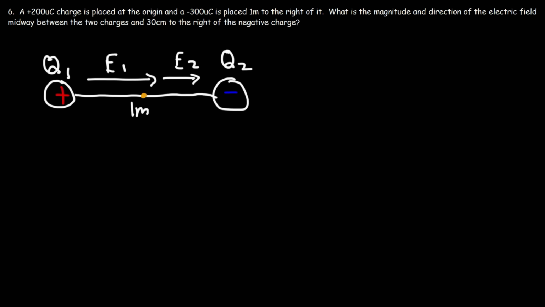So at the center, E1 and E2, they are in the same direction. So the net electric field is going to be E1 plus E2. Along the x-axis, or the horizontal axis, both of these are positive because they're going in the positive x direction.